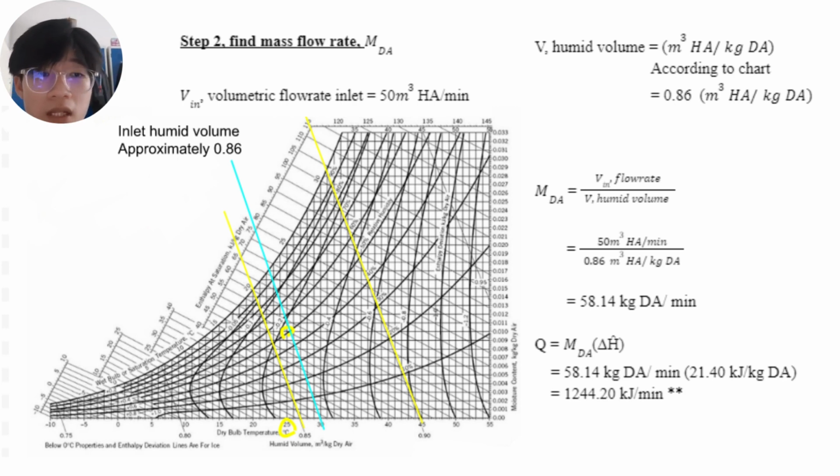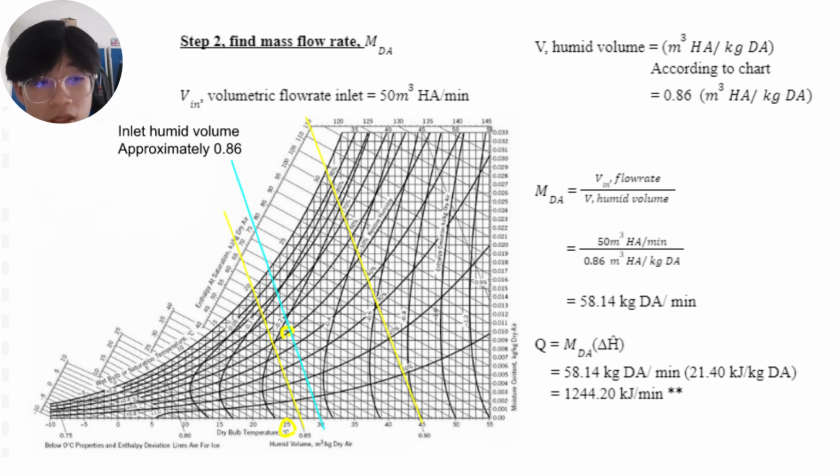And for step 2, we have to find the mass flow rate, and the info we got is the volumetric flow rate inlet, 50 meter cube of humid air per minute. To get the humid volume, our point stays between 0.85 and 0.90. After we compare with the two lines, we got 0.86 meter cube of humid air over kilogram of dry air. So to find the mass flow rate, we use the formula volumetric flow rate over the humid volume. So 50 meter cube over 0.86 meter cube of humid air per kilogram of dry air, we got 58.14 kilogram of dry air per minute.